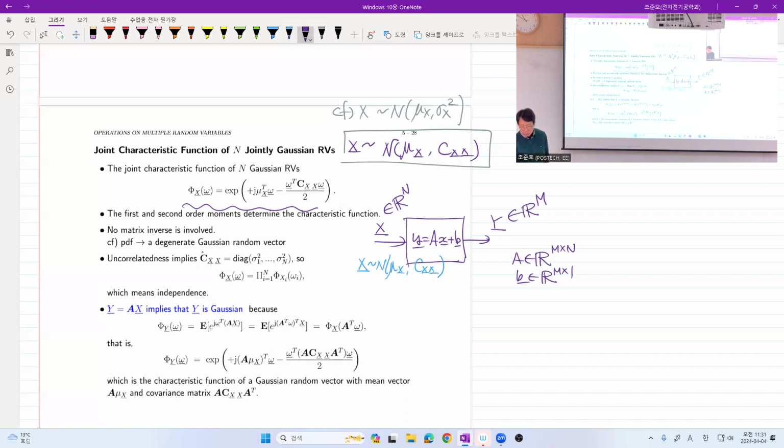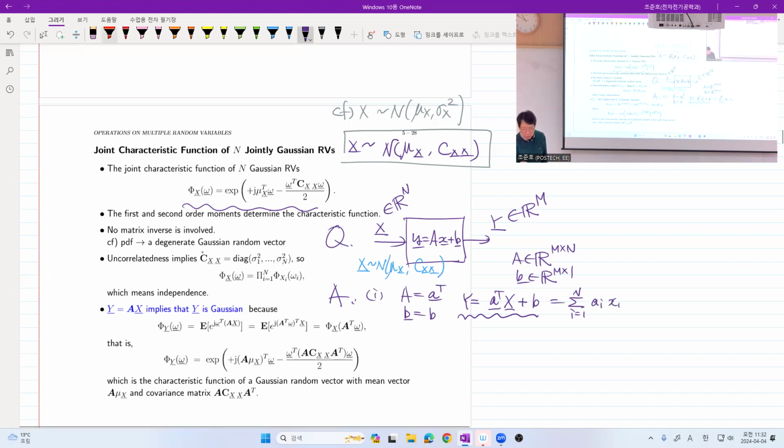So what would be your answer? Affine transformation. And some of you already heard something like this. If we have multiple Gaussian random variables, then their summation is a Gaussian random variable. Probably you've heard that. That is actually the special case where A is some row vector. So suppose A is a row vector, that is A transpose. Then what do you have? A transpose X plus now B is a scalar, and you have a random variable. This is the sum over i from 1 to n of a_i x_i.